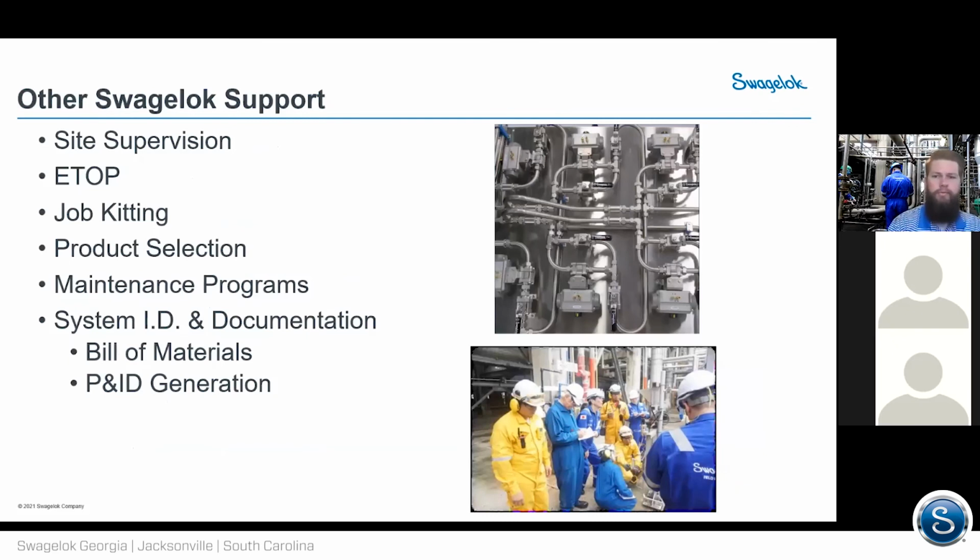And so on top of the site supervision and product selection that we can offer, we can then offer more engineered-to-order products. So these are things that are almost particular for your specific process that you need a specialized part to be designed for. And so we can certainly help with that. System identification and things like that are also part of some of these surveys that we offer as well.